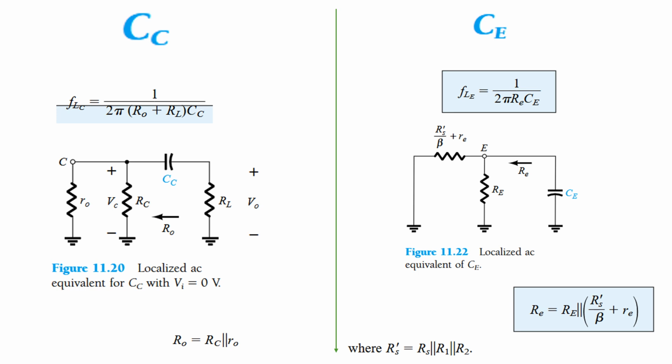With the help of these, we can find the bandwidth, that is, which frequencies can pass through these circuits, through these capacitors. By combining all these results, we can find the actual cutoff frequency for this amplifier.